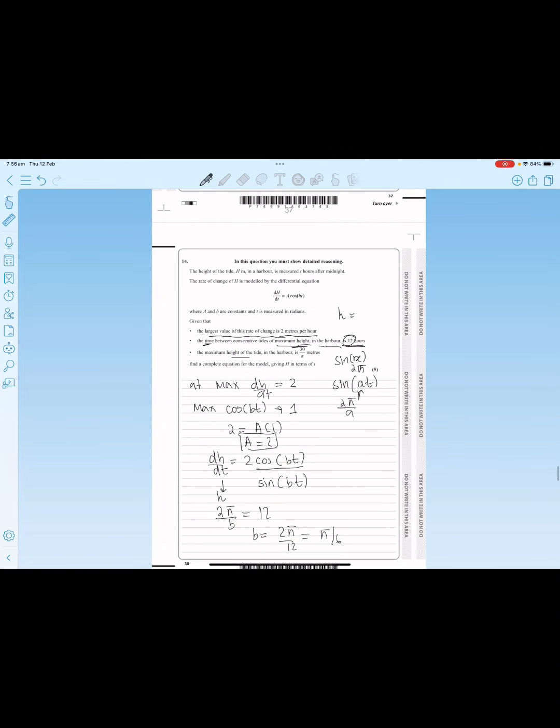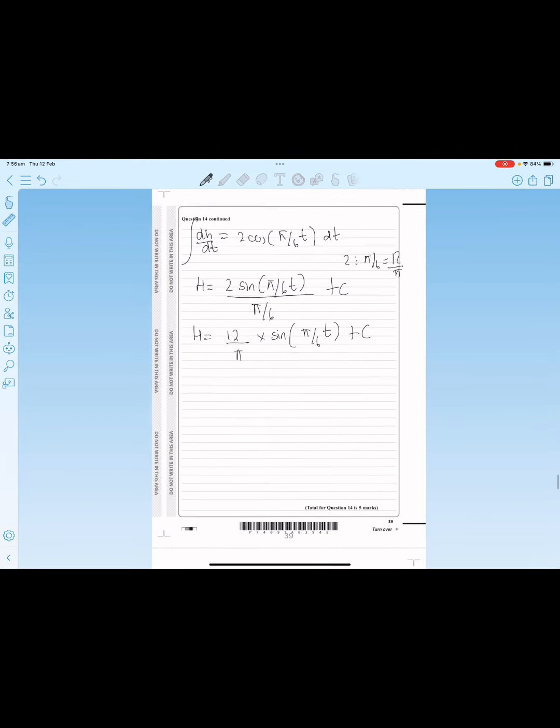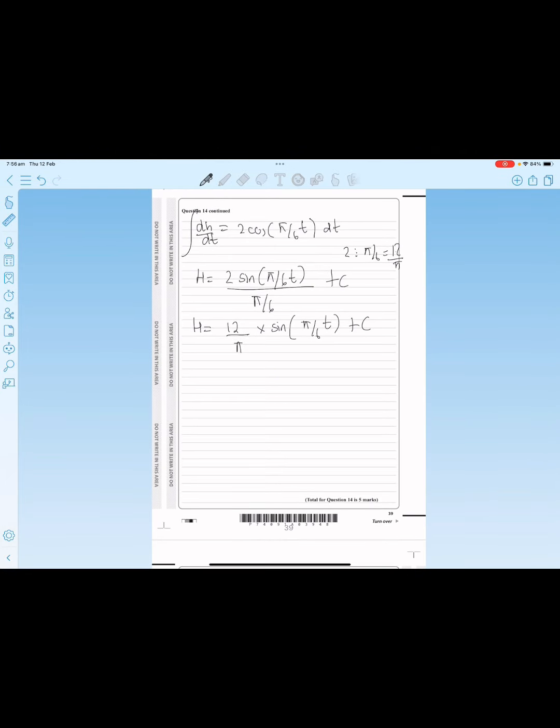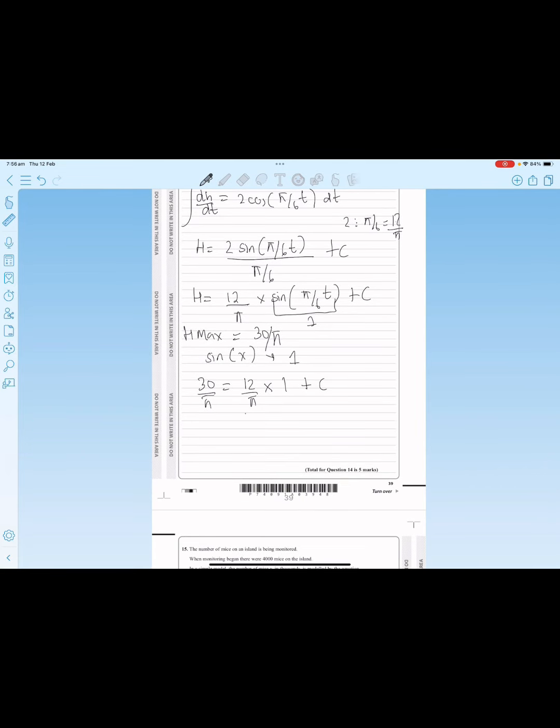Now, what does it say to us in the question? It says the maximum height of the tide in the harbour is 30 over pi. So when h is at its max, it equals 30 over pi. And I know that the sine function at its max is 1. So when h is 30 over pi, it would be 12 over pi times the max of the sine function, which is just 1, plus c. So therefore, my c is 30 over pi minus 12 over pi, and c is 18 over pi.